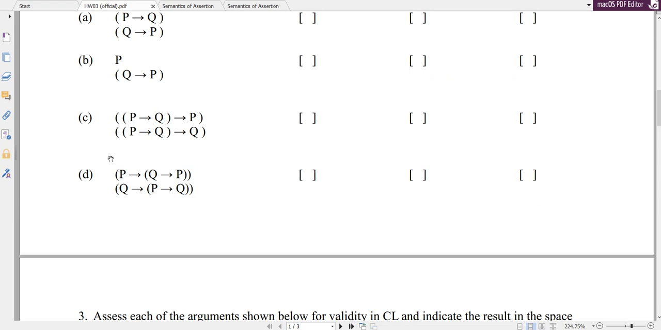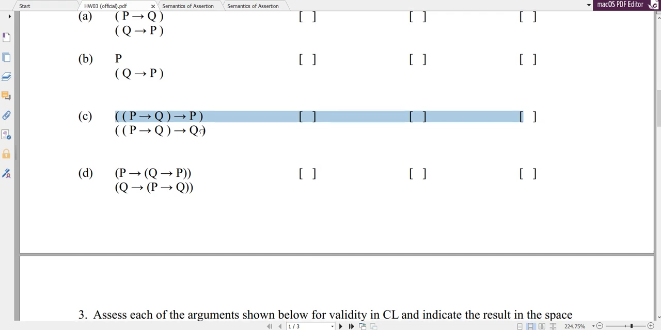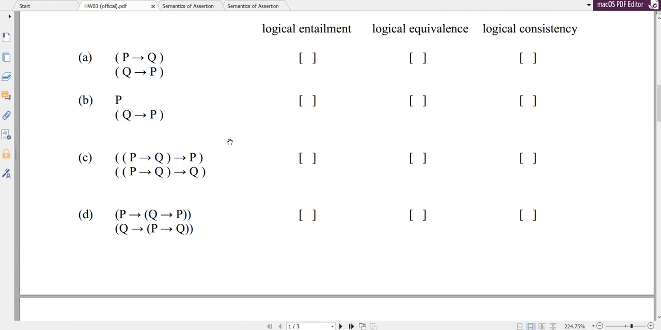Now here, this is the toughest of the bunch. I'm going to leave that for you to do. You're going to have to walk through all four models to figure out whether or not this thing entails this thing. I think you can probably judge that it's consistent. If you assign T's to both P and Q, then everything's going to turn out to be true. So consistency is going to follow, but I want you to figure out whether or not entailment follows. And that's going to take a little bit of work. You're probably going to have to go through all four models to see whether or not entailment holds.